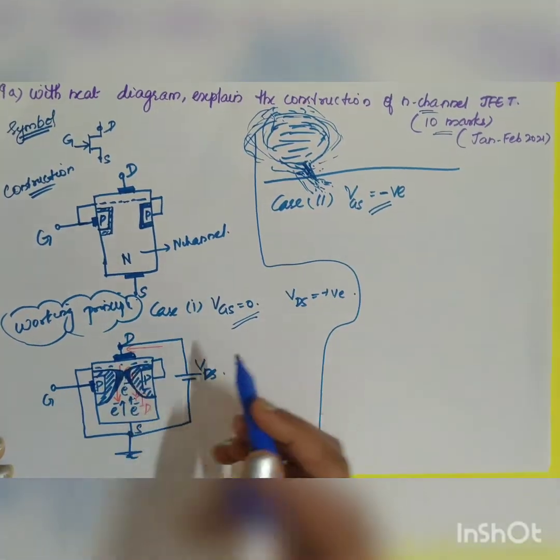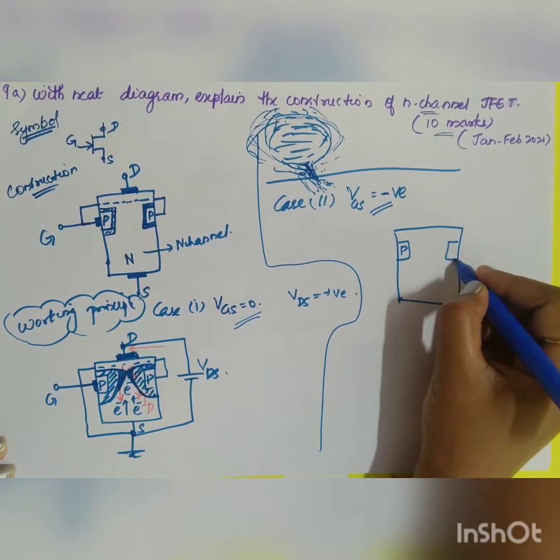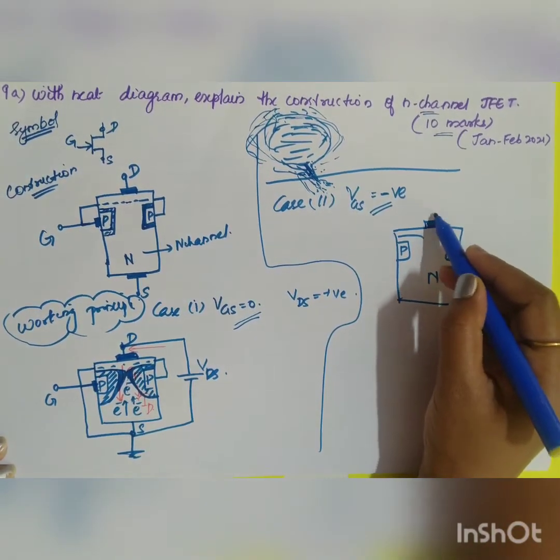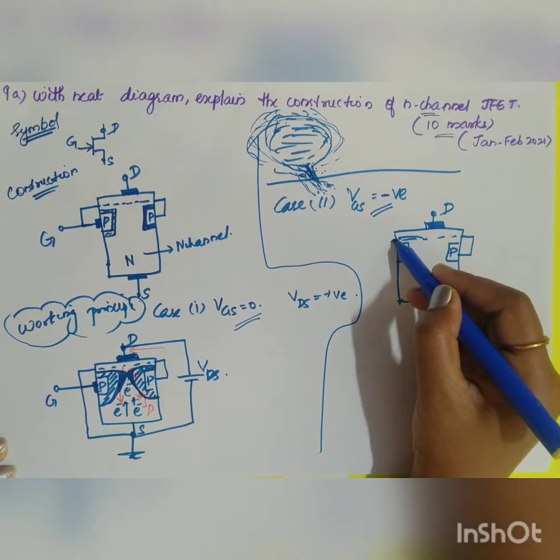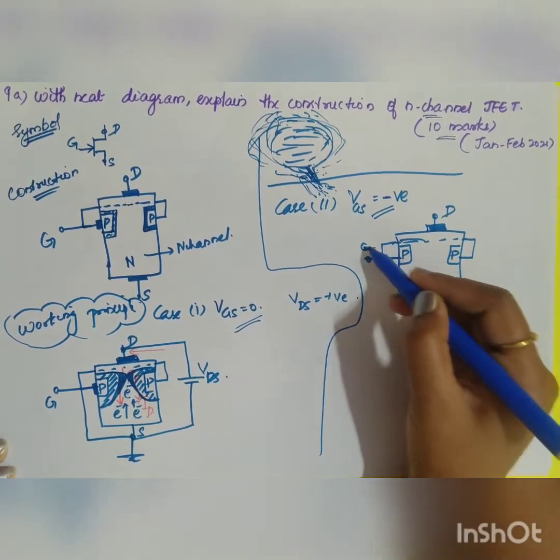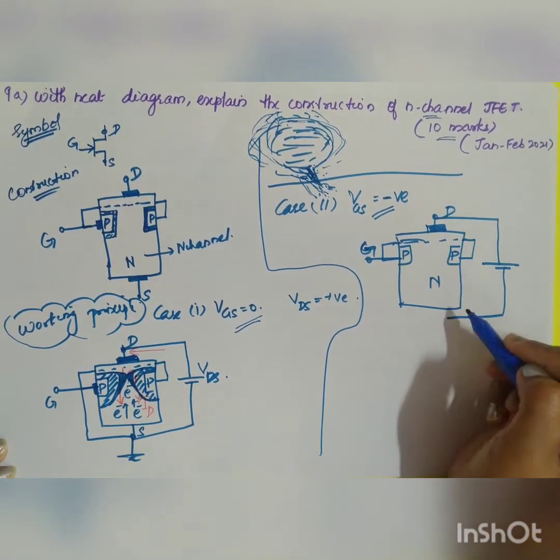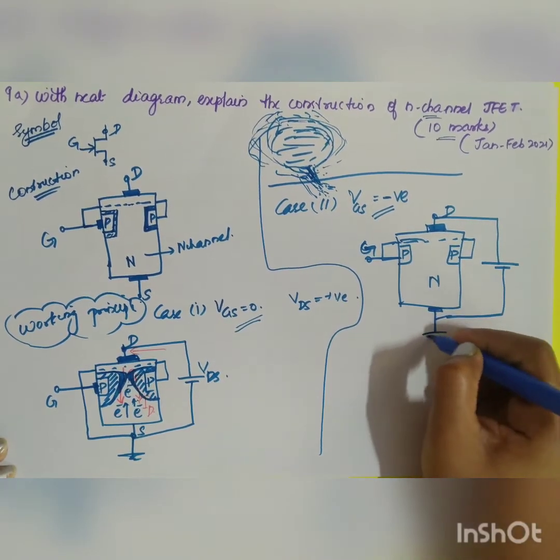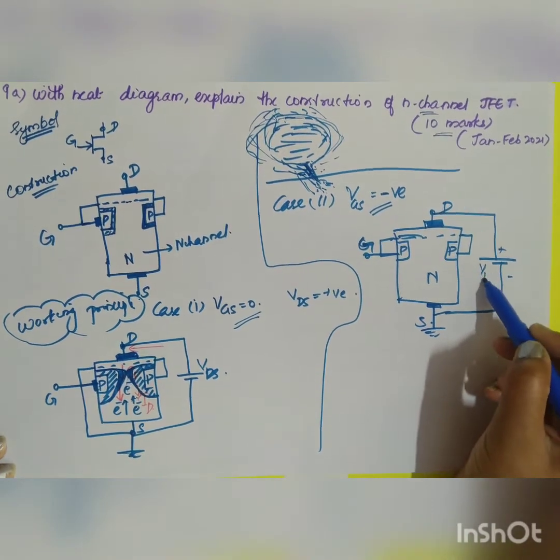Now when VGS is negative, what will happen to your circuit? You will have two P type regions and this is going to be your N type. Already you are giving a drain, so this will be your gate connection. This was your previous condition when you applied VDS, and this is going to be your source. The source will be grounded. So this is your VDS.